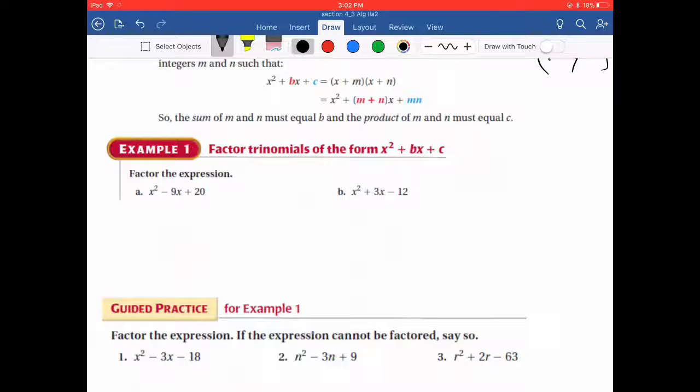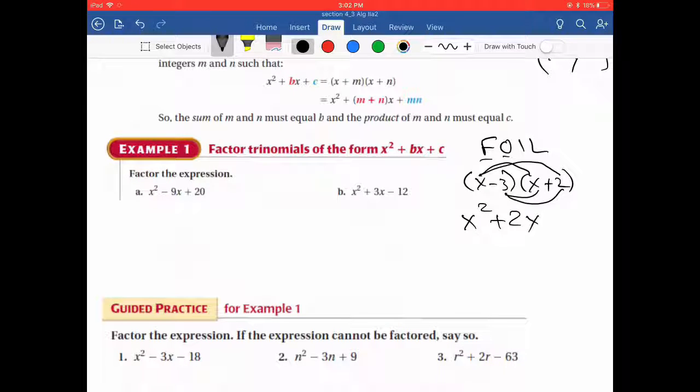we did a little bit this year. When you do the FOIL method of multiplying two binomials, x minus 3, x plus 2. And the FOILs are the multiplication method to get, so we're going to do x times 2, 3 times x, and 3 times 2. So the F would be the x times x, which is x squared. The outsides, that's the x and the 2, that's 2x. The I is the negative 3 and the x, that's negative 3x. And the L, the last, negative 3, positive 2, is negative 6.